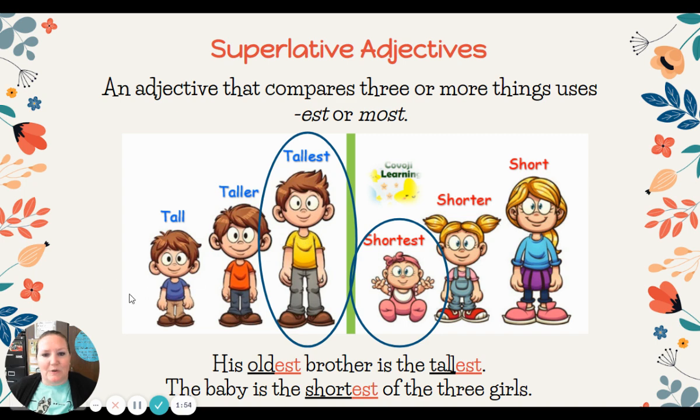All right, so here we have 3 brothers. Mrs. Davis has circled the tallest brother. So here my sentence says his oldest brother is the tallest. Oldest and tallest show us that he is the oldest of the 3 brothers. He is also the tallest, the most tall. So we have that EST ending. Here for the girls, the baby is the shortest of the 3 girls. So we can see shortest with our EST ending.